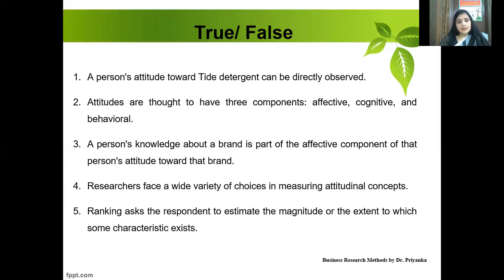Ranking asks the respondents to estimate the magnitude or the extent to which some characteristic exists. Is it? Rating does that. Ranking doesn't do that. Rating asks the respondent to estimate the magnitude, whereas ranking just orders items in preferred order.